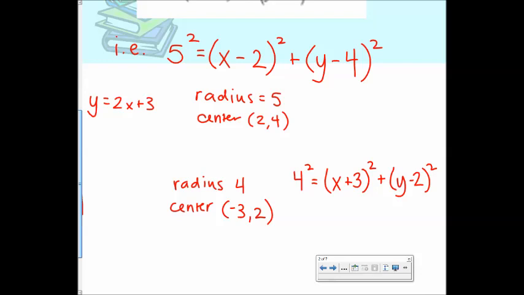Now, obviously, you guys can probably predict it's not always going to look like that. Sometimes you have to do some algebra to make it look like that.